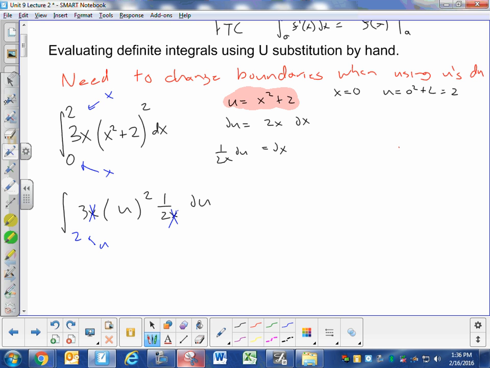And then if x is 2, we would get 2 squared plus 2, which is 6. An x that was 2 corresponds with a u that is 6. So I have to do this. This is proper. And now I can go ahead and take my antiderivative. And I get u cubed. Multiply by the reciprocal, that'd be 1 third times the 3 would just go away and just have 1 half u cubed. And we'd find the change in that between the u's that I have now, 2 and 6.